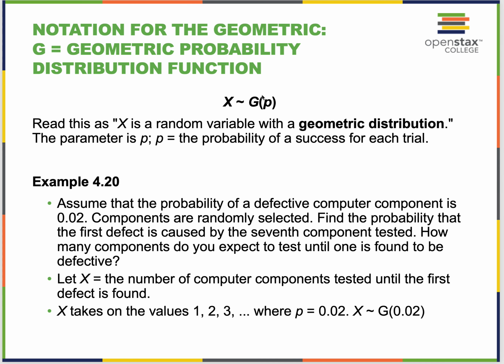So we looked at this. Here's the relationship. There's only one parameter, P. It's a probability of the item of interest, which we're calling a success. Now assume that the probability of a defective computer component is 0.02. Very small. Components are randomly selected. Find the probability that the first defect is caused by the 7th component tested. How many components would you expect to test until one is found to be defective?